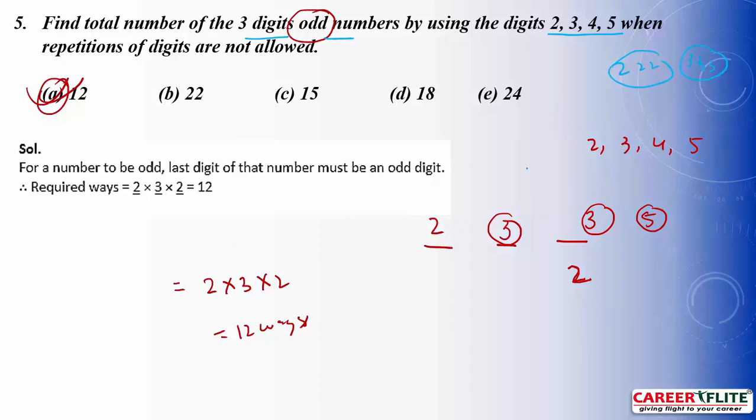For an odd number, the last digit can be either 3 or 5. So we have 2 possibilities. If 1 number is gone, how many numbers are left? It is left with 3 numbers. And if 2 numbers are gone, how many numbers are left? It is left with 2 numbers. So the number of possible ways will be 2 into 3 into 2. It is 12 ways. So 12 is our correct answer. So let us move to the next question.